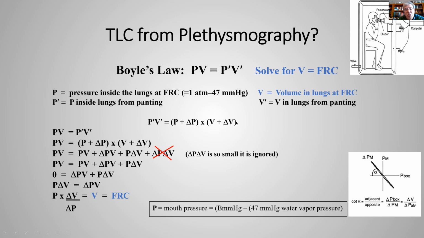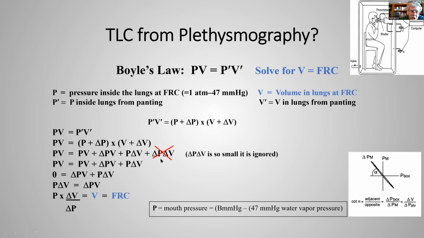And what you simply can do is take this equation and substitute it for this. So now you have your atmospheric pressure times your FRC equals this equation. And you just simply do algebra from this point on. You solve this quadratic equation and you're left with this. And this little delta P delta V here, that number is so tiny.